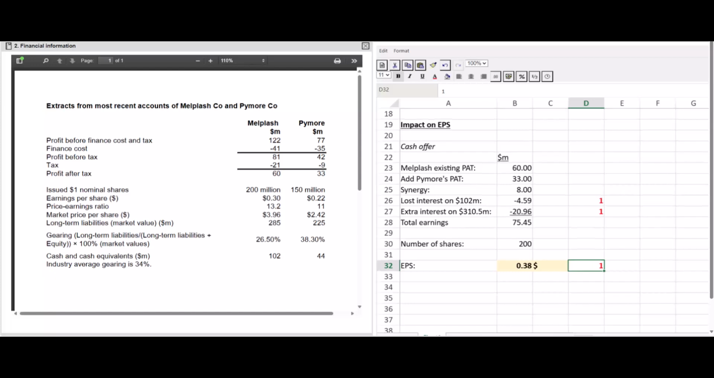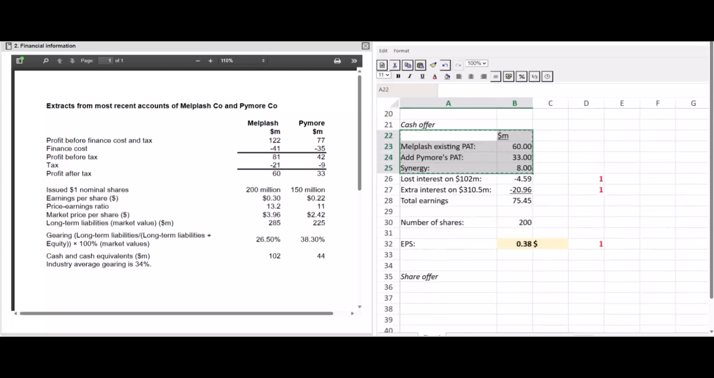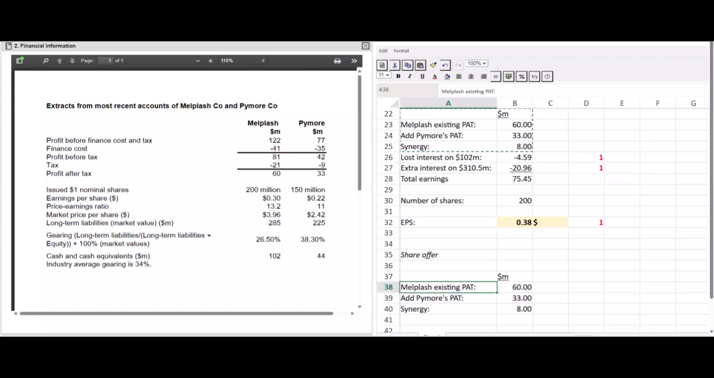easier. Now we've done all that and we know a rough structure of what we're doing. The share offer is slightly nicer. Again, we can do the same structure. And actually, the first 3 bits are going to be the same. So you can just copy and paste these because we're still going to have the same existing profit after tax. We'll have Pymor's profit after tax and we'll have the synergy. So that's not going to change at all.